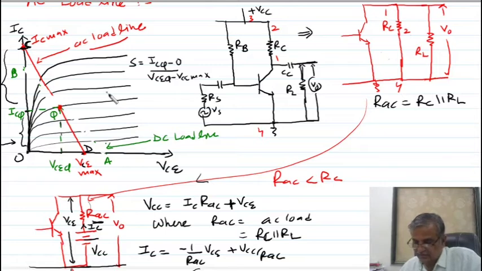Look again here. To find the slope of these lines, what did I do? This value upon this. What is this value? ICQ minus 0 means this. Now on the x-axis, y by x, ICQ minus 0 upon this line. This is ICQ minus 0 and this is VCQ minus VC maximum.